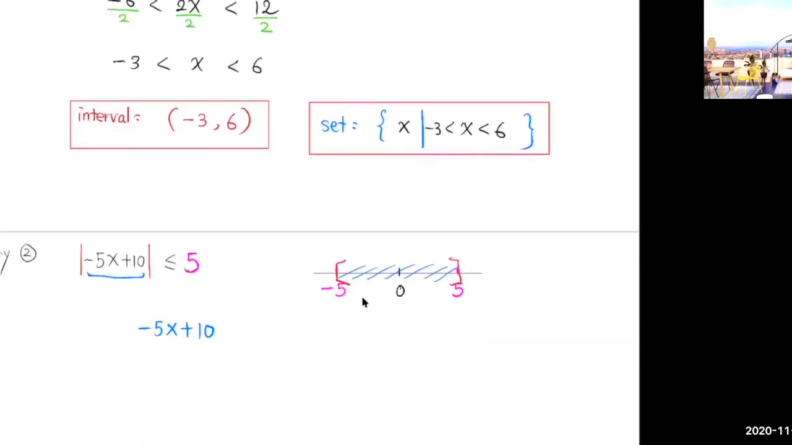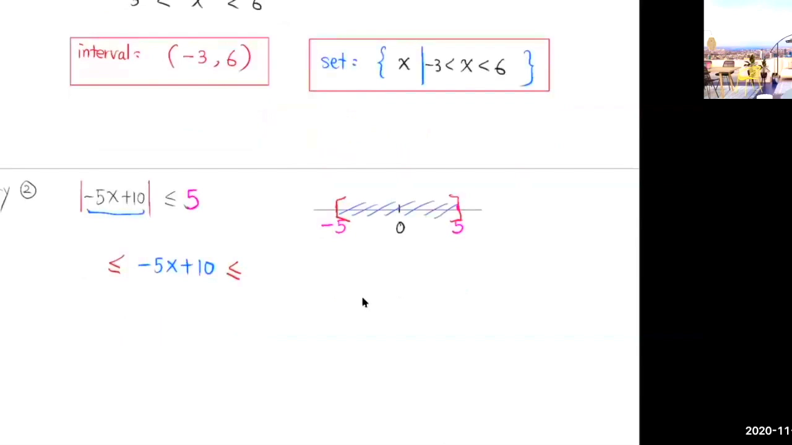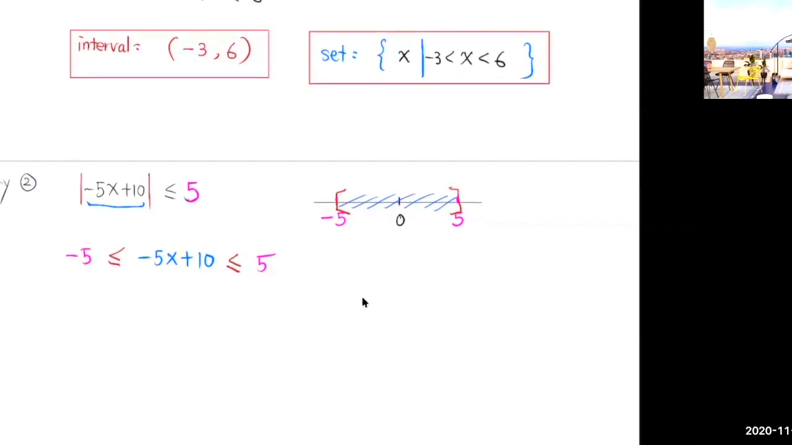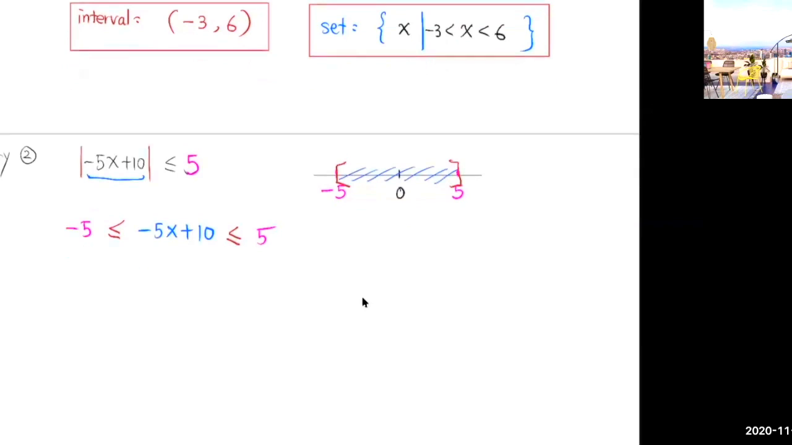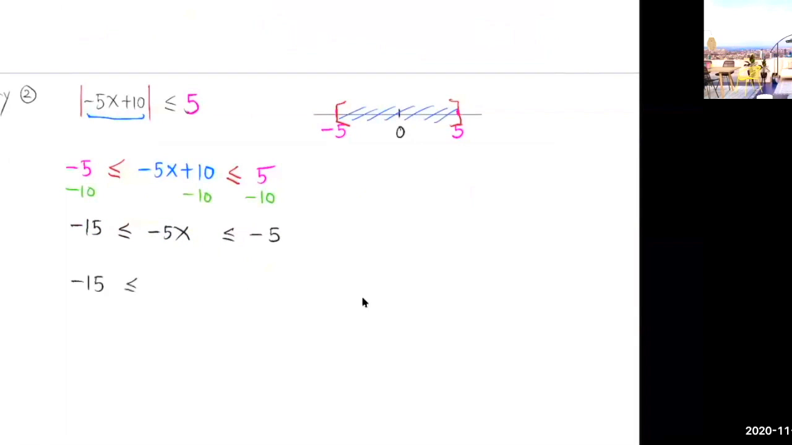So what can we say about this negative 5x plus 10? It's going to be greater than or equal to negative 5 and less than or equal to 5, in between these two numbers. Now to solve this, we subtract 10 on all sides. So we have negative 15 less than or equal to negative 5x less than or equal to negative 5. Now what? Divide by negative 5.